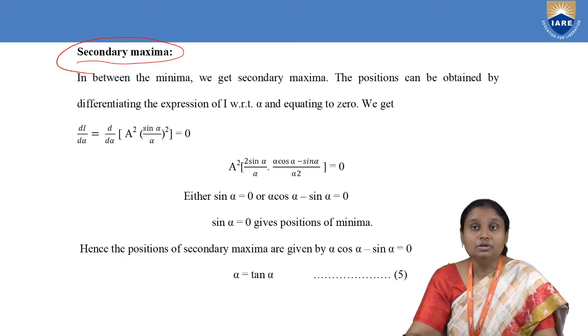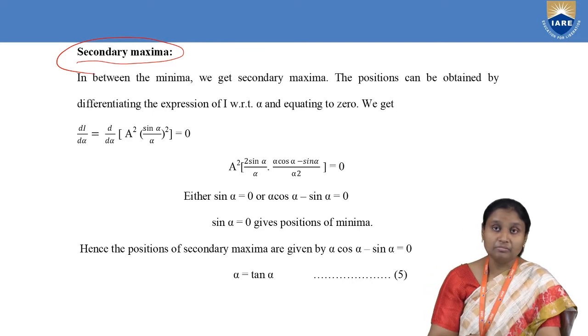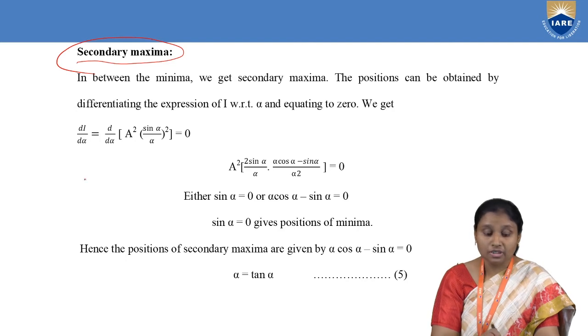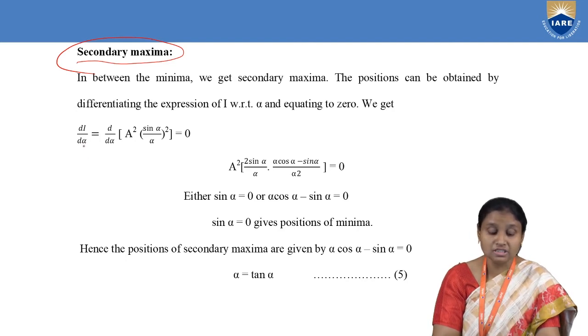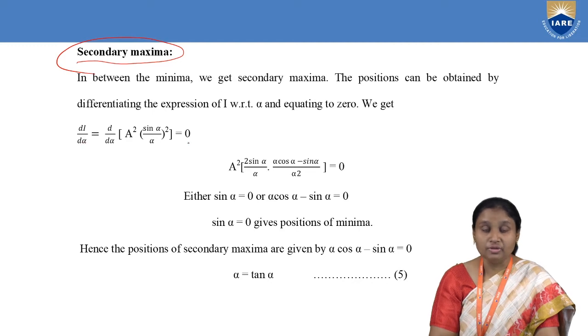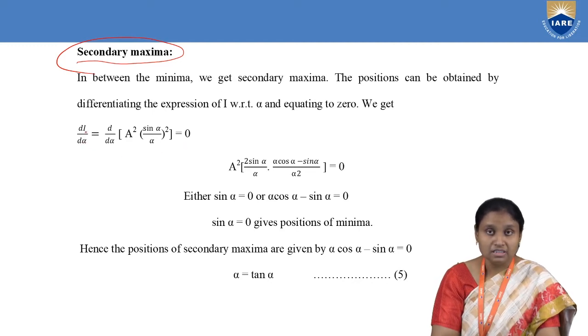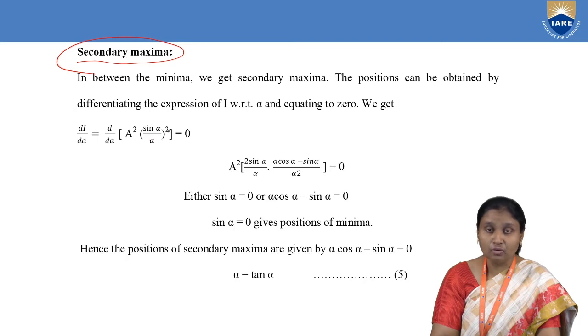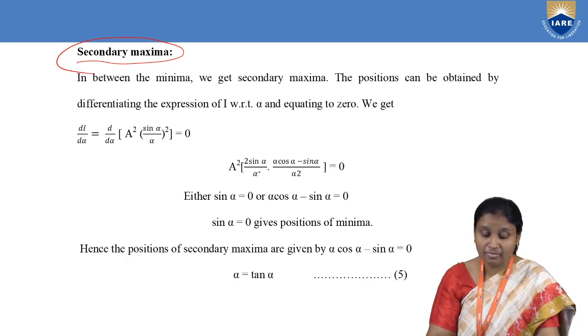And we know that in order to get secondary maxima, if I take the mathematical expression, if you want any function to be maximum, then its first derivative will be equal to 0. So dI by d alpha, if I differentiate it with respect to alpha, it should come out to be 0. I know what I is. I is A square sin alpha by alpha whole square. So if I differentiate it, A square I take out, then I have sin alpha by alpha whole square. So it will give rise to 2 sin alpha by alpha.